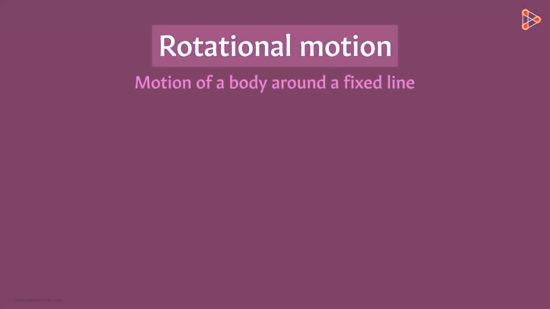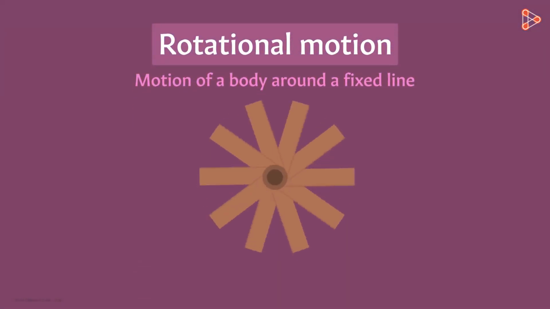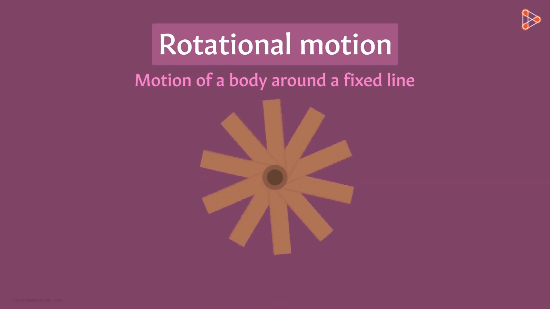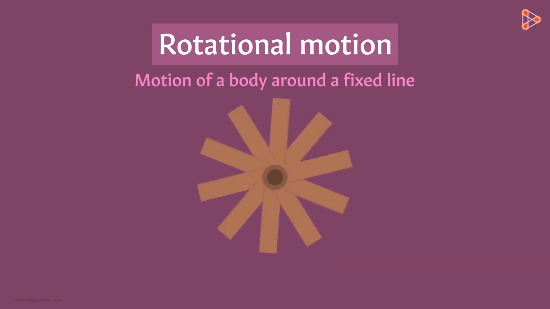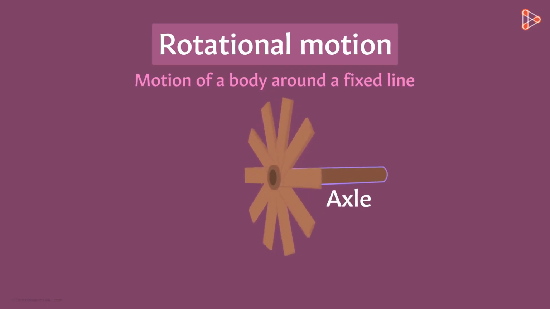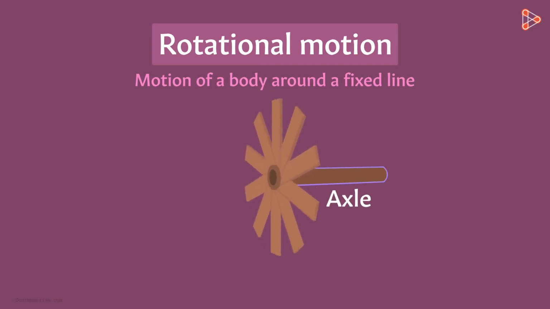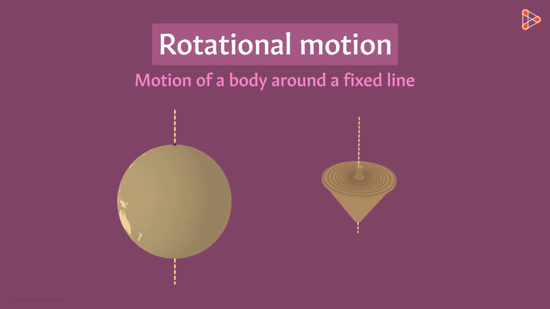What other examples of rotational motion can you think of? What about a rotating wheel? We use the word rotating because it's performing rotational motion. What is the axis of rotation in this case? Yes, it lies on the axle of the wheel. So the wheel is also undergoing rotational motion about this fixed line. Other examples of this type of motion can be the earth spinning around its axis and a spinning top.